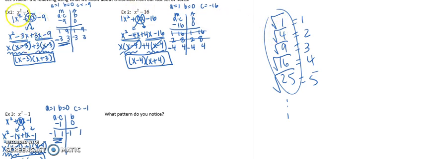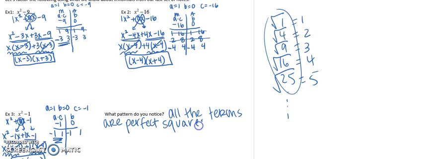Also notice in all three problems there's a negative sign. So, what pattern do we notice? All the terms are perfect squares. And then if you also look, in every single one of these there's a minus in the middle. So they're subtracting. Okay. So there's more to it than that.